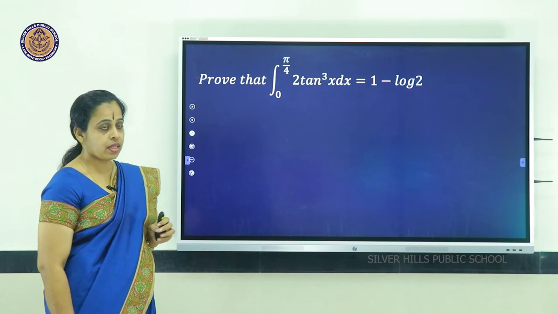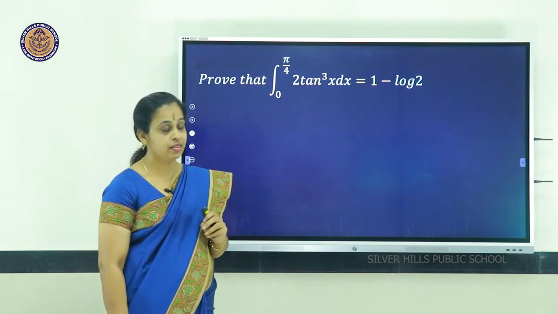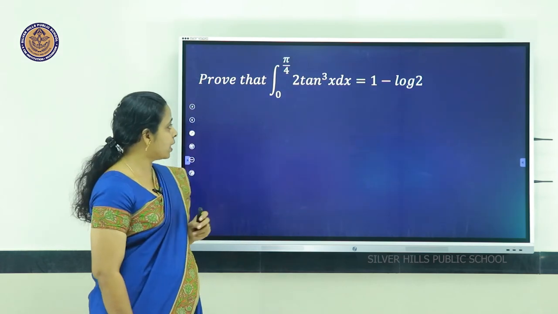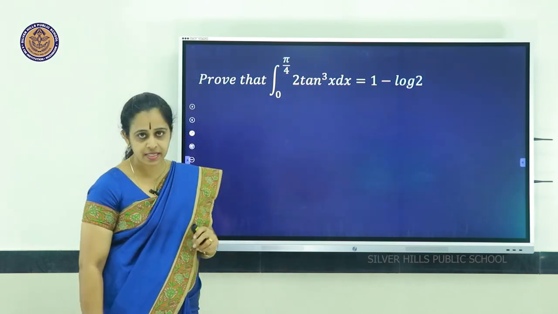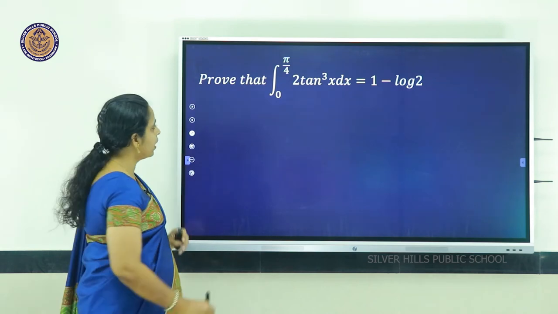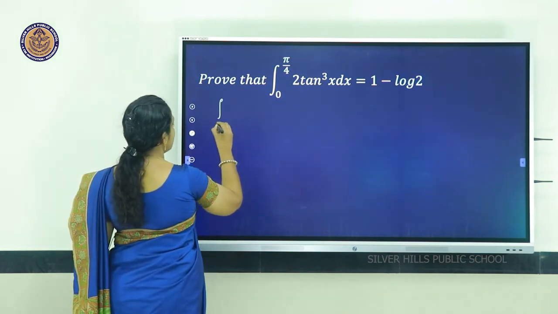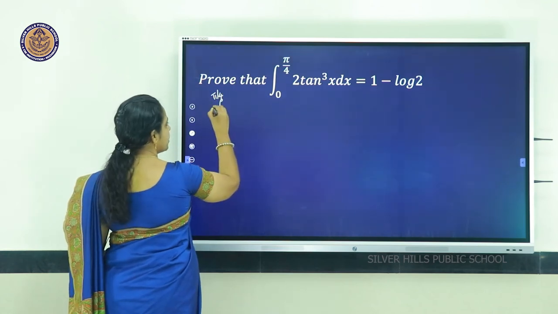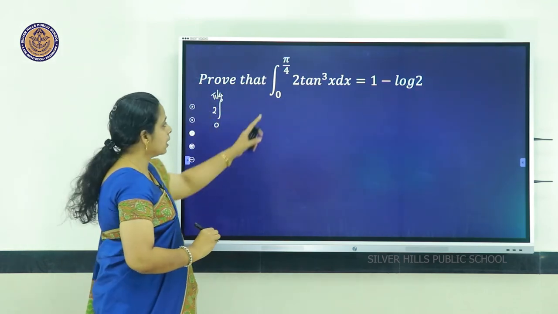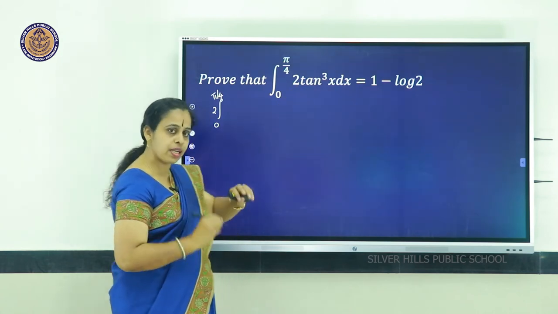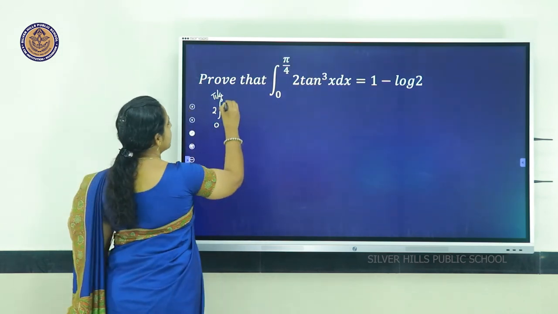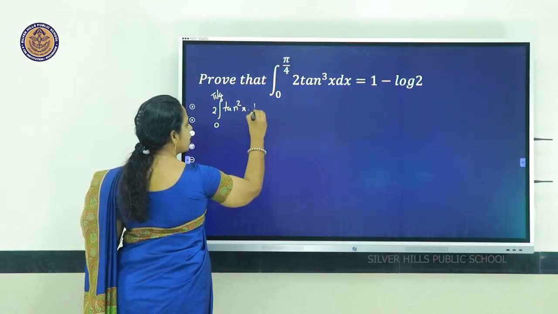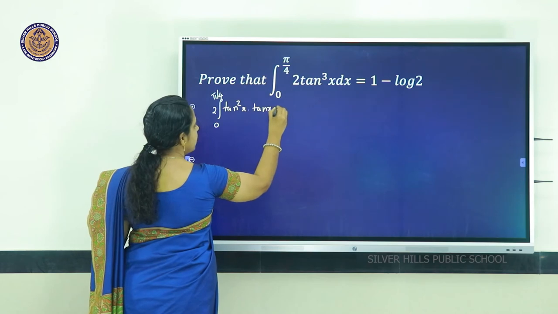In this question, it is given prove that. That means what will come in the right side? We know in advance. Let us look at the integrand 2 tan cube x dx. Let us simplify. Integral 0 to pi by 4, 2 I am writing outside, tan cube x dx. Let me split it and write tan square x into tan x dx.